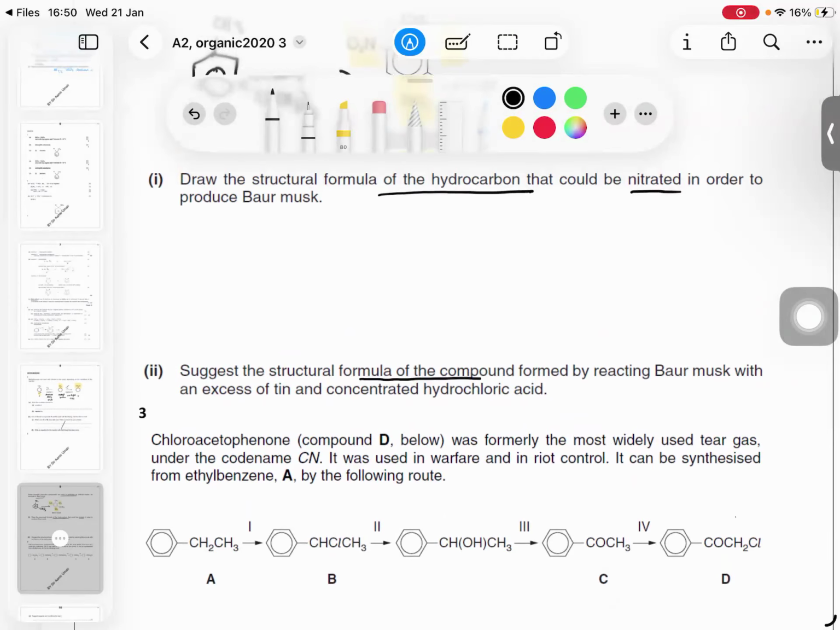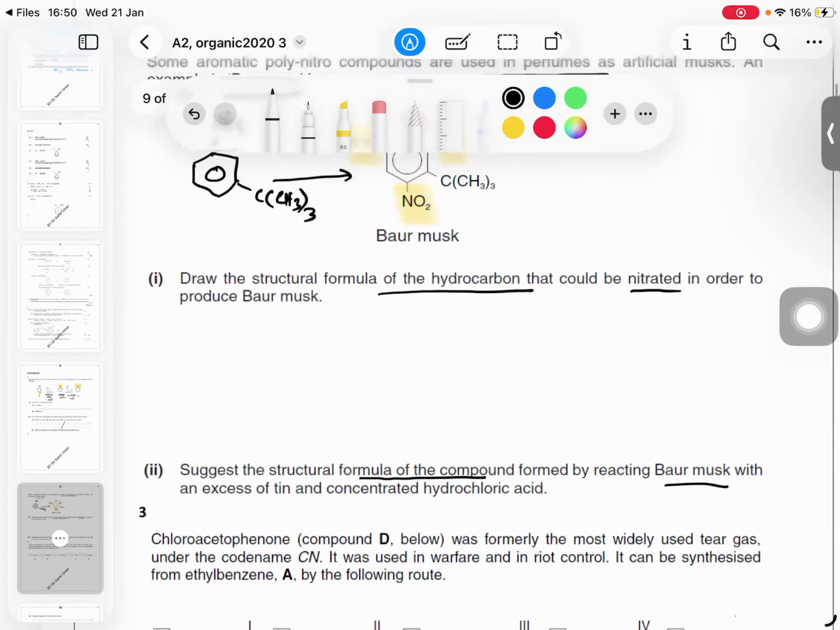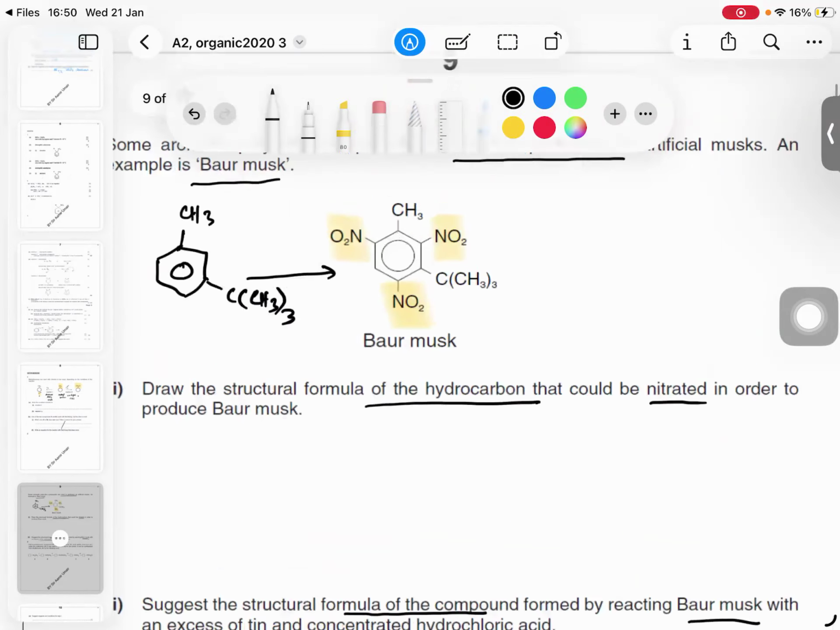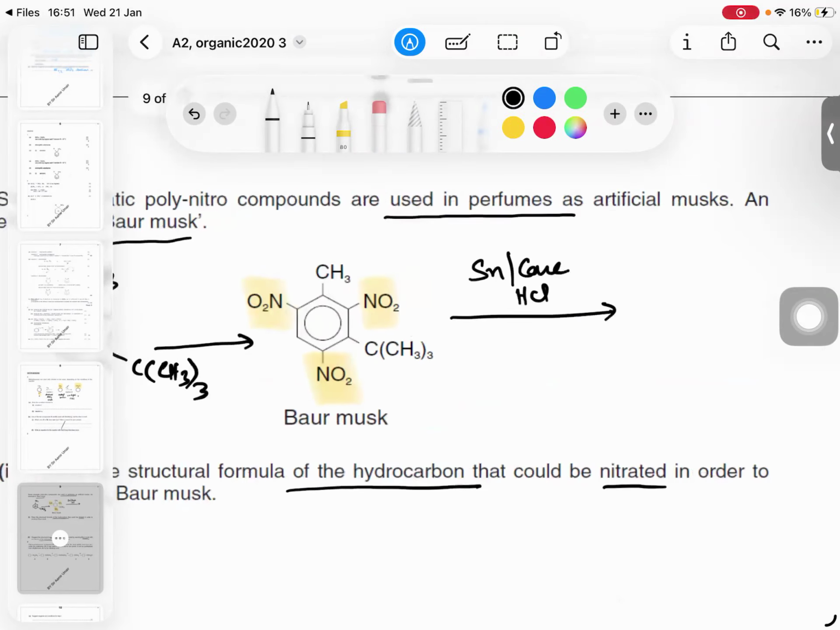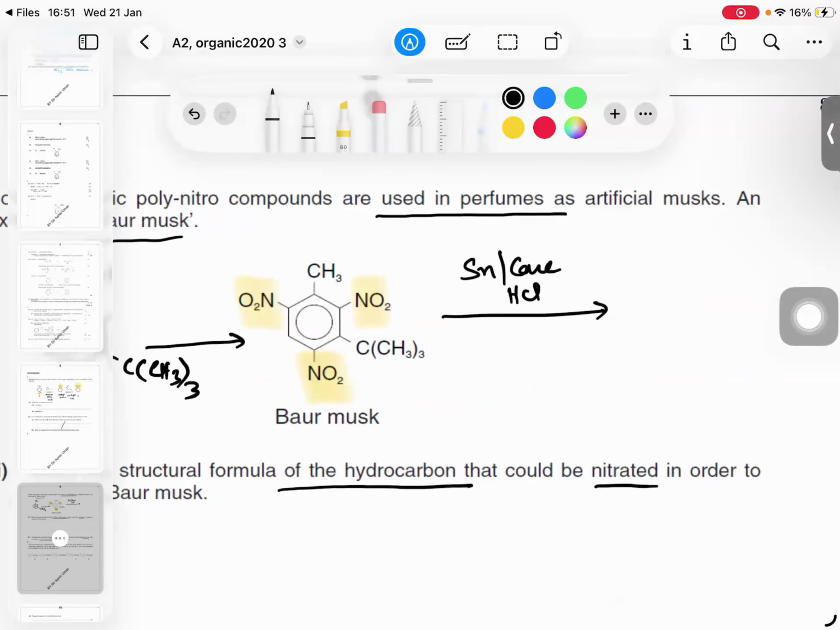Suggest the structural formula of the compound formed by reacting bore musk with the excess of tin with concentrated HCl. When this bore musk is treated with tin with concentrated HCl excess, what is the product? You remember the tin with concentrated HCl? It's a reducing agent. And it reduces what? Nitrobenzene to phenylamine. So all the nitros are reduced to give what? Phenylamine. So here it goes. Here it becomes NH2, it becomes NH2, and this also becomes NH2, right?